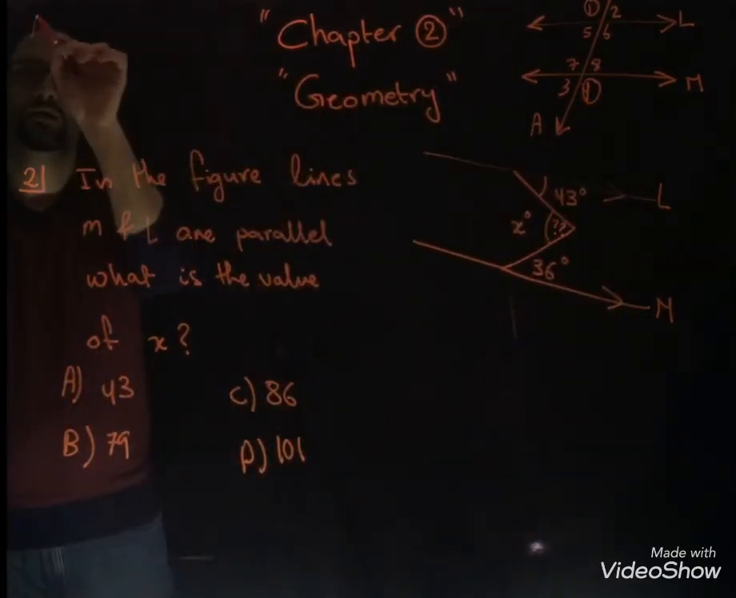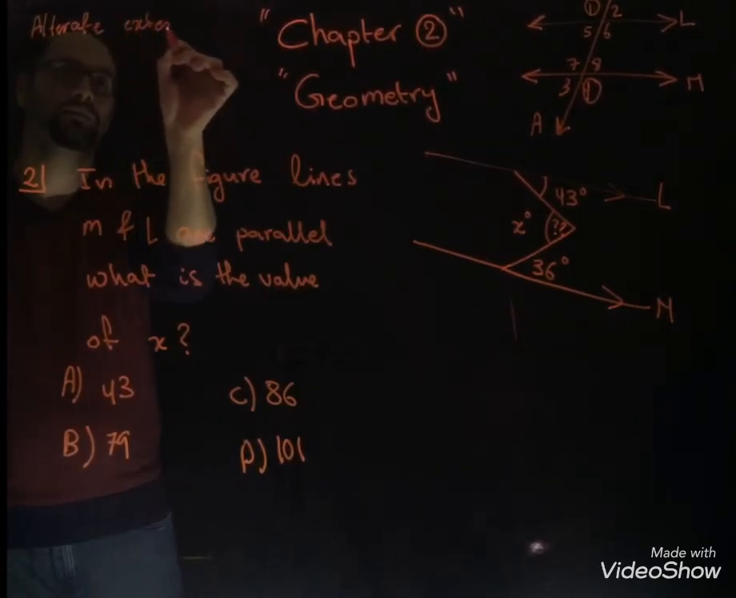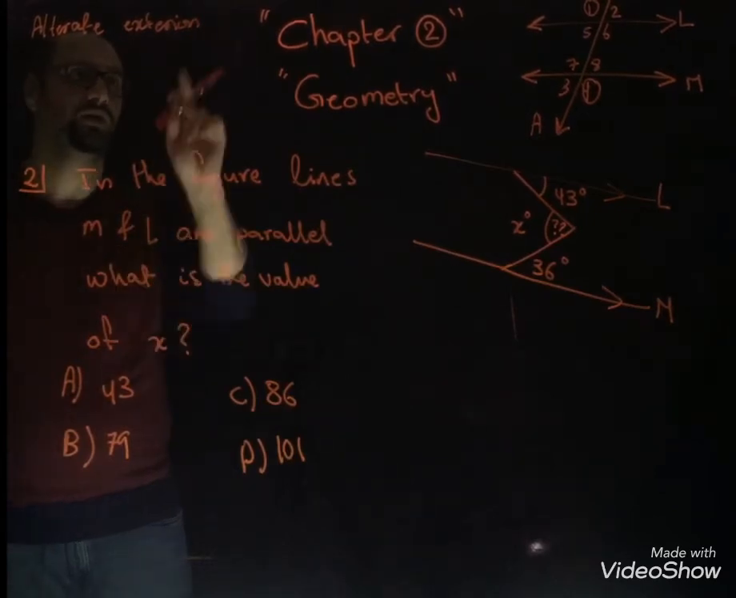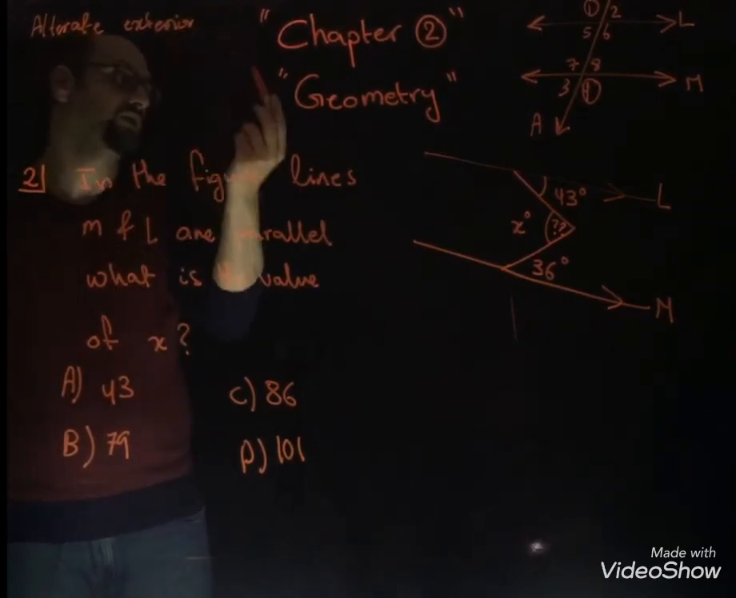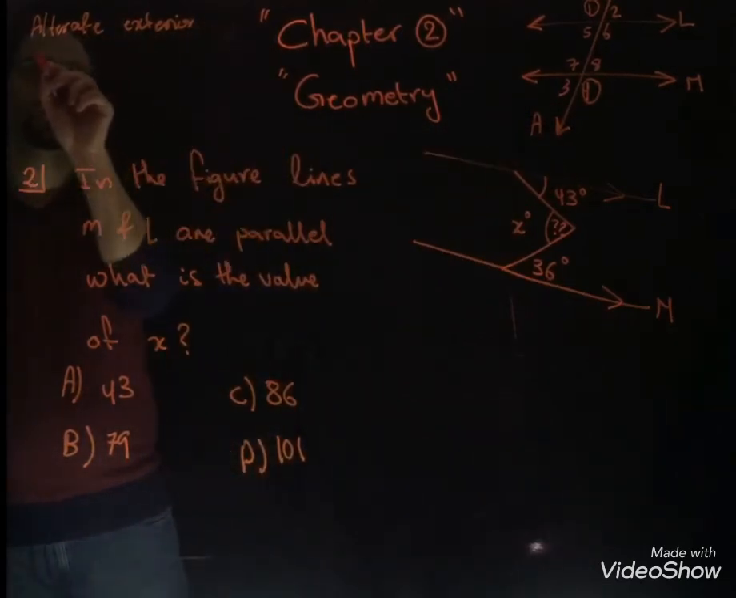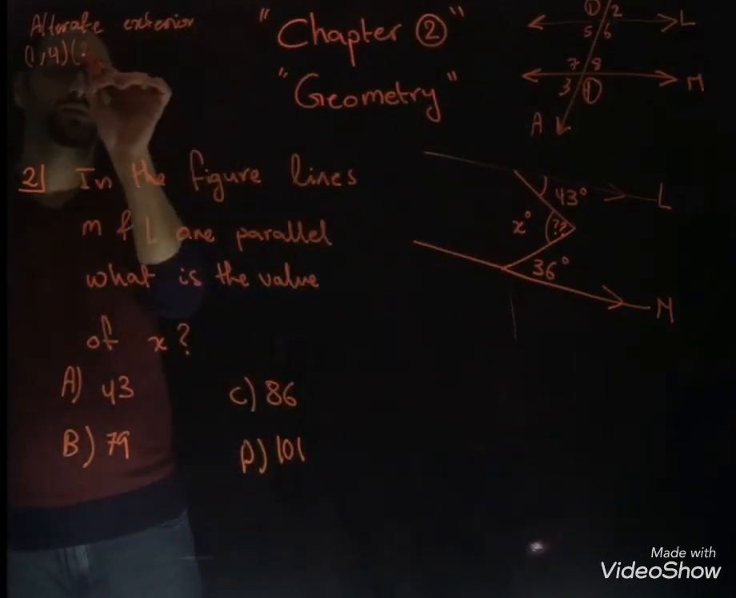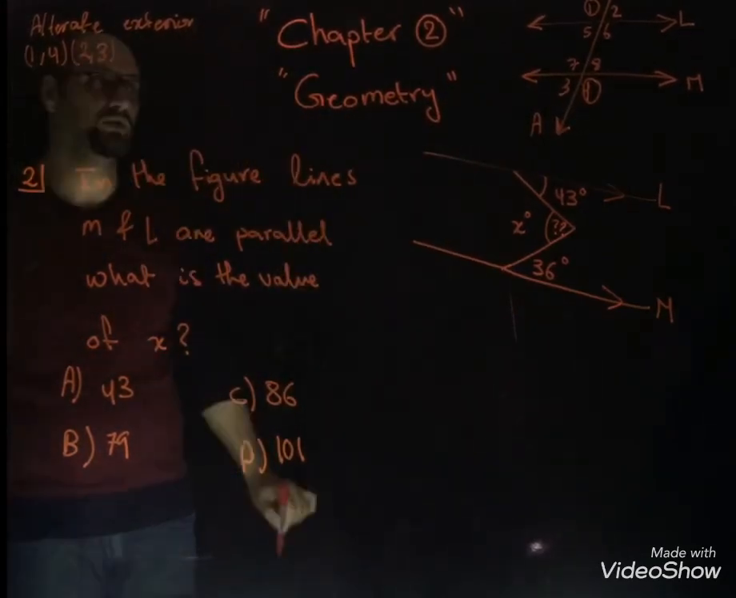alternate exterior. What does alternate exterior mean? It means they are equal to each other. 1 and 4 are alternate exterior, and 2 and 3 are alternate exterior.